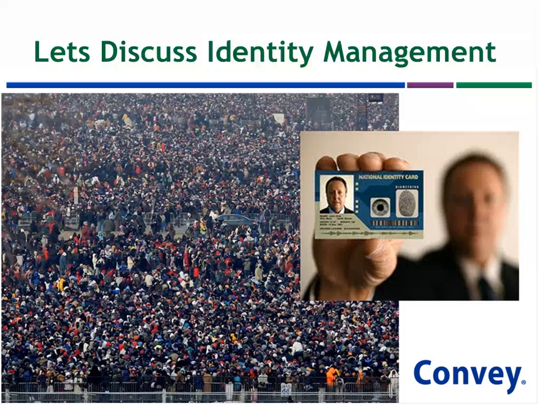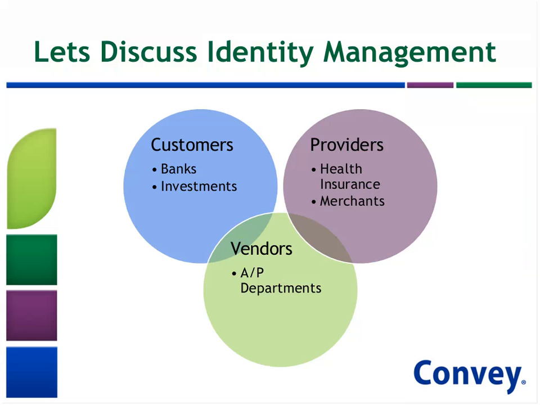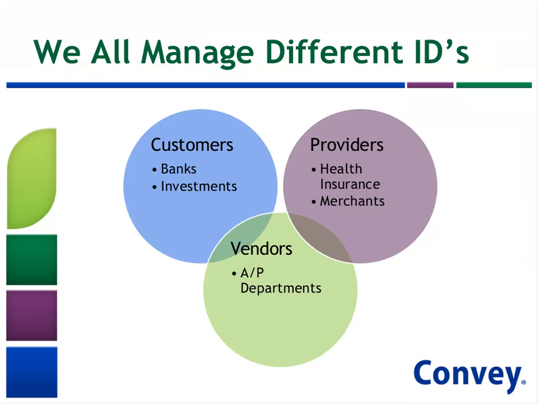So, if we're looking at how we're going to stop this, we're going to start discussing identity management. It's knowing who you're working with and how you're working with them. So this becomes difficult. Understanding your clients, understanding your vendors, understanding who you're working with can be difficult because we all work with different people. Some of us work with customers, banks, investment firms. Some people work with providers, if you're a health insurance or a merchant, or maybe you're working with vendors if you work in an AP department. And gathering that information is not easy, depending on the relationship you have, the frequency of touch.